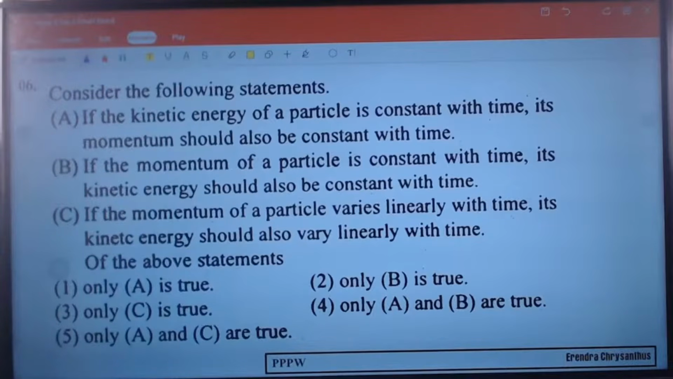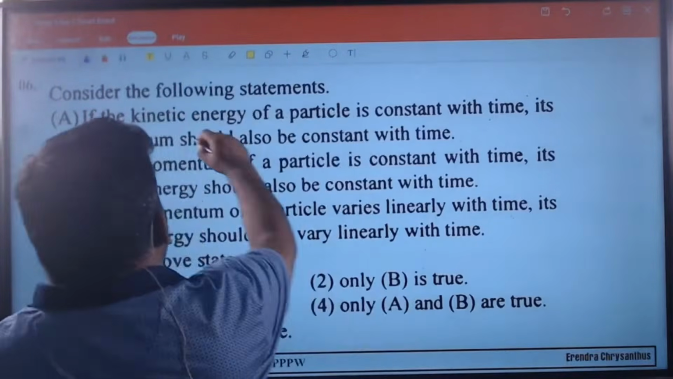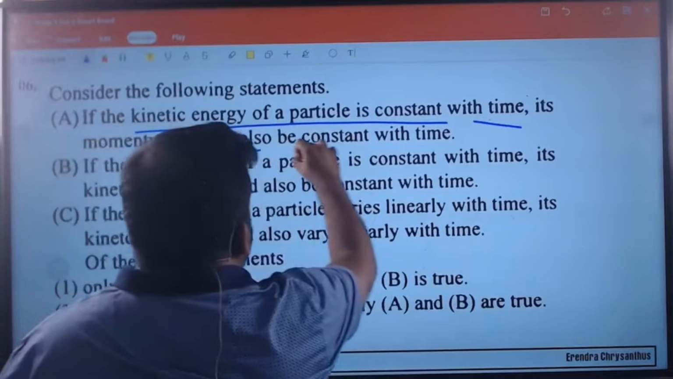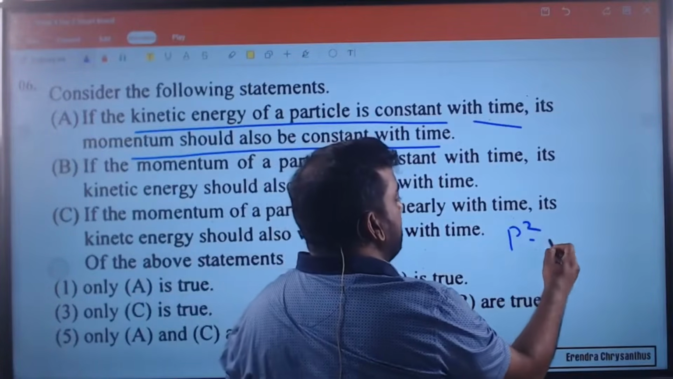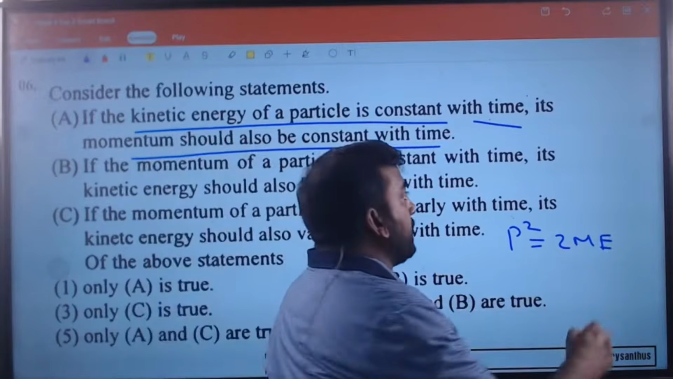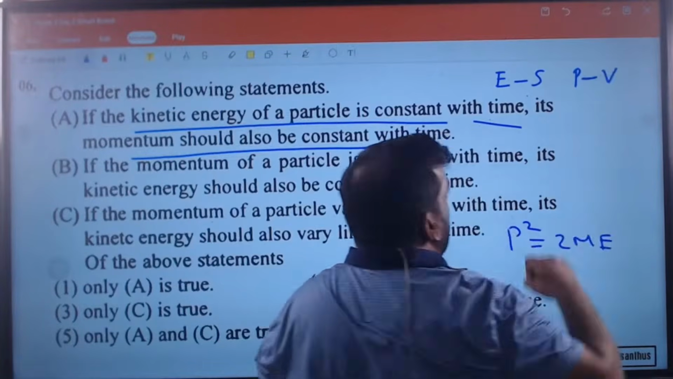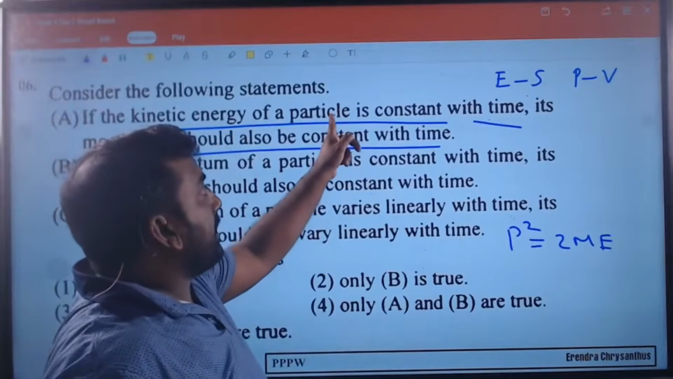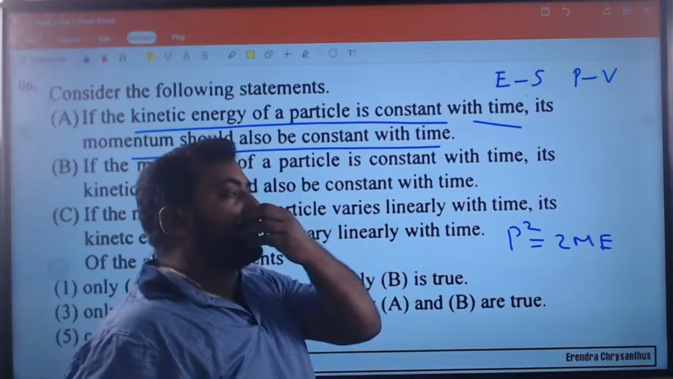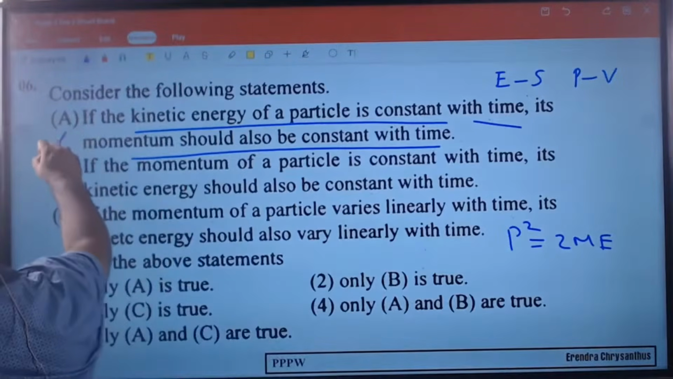Consider the following statements. A: If the kinetic energy of a particle is constant with time, momentum should also be constant. The famous equation P squared equals 2mE. Kinetic energy is a scalar. Momentum is a vector. Just because the kinetic energy is constant doesn't mean the momentum will be constant, because a vector will change if the direction changes. So statement A is wrong.